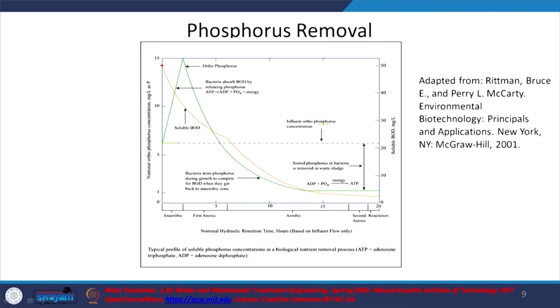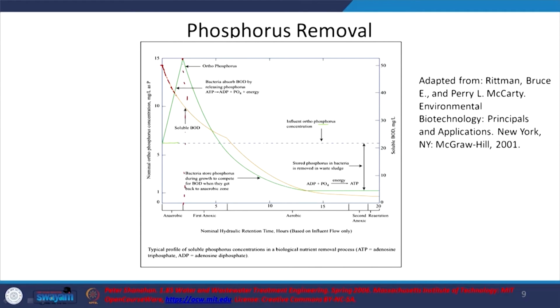So, this is anaerobic. In the anaerobic conditions, we know that facultative microbes will transform this, and you will have the fermentation products being formed, and these fermentation products will be taken up by the phosphorus accumulating bacteria. That is why you see your BOD decreasing. And during that time, we know that the phosphorus will be released. So, that is what we see, orthophosphorus increased, let us say, during this peak.